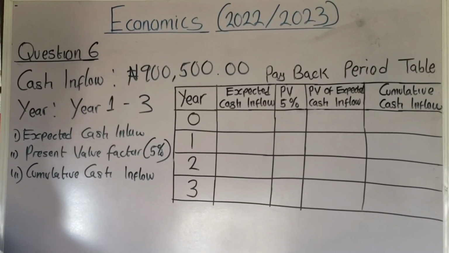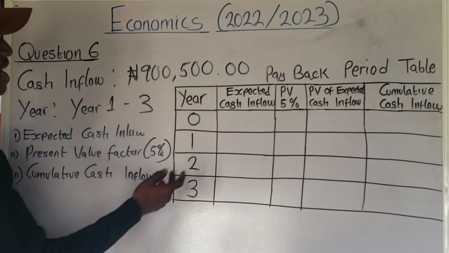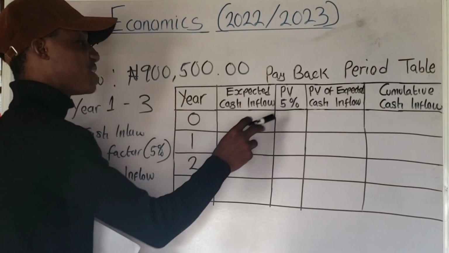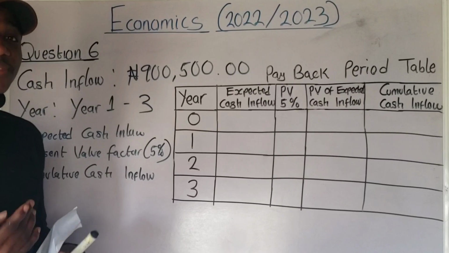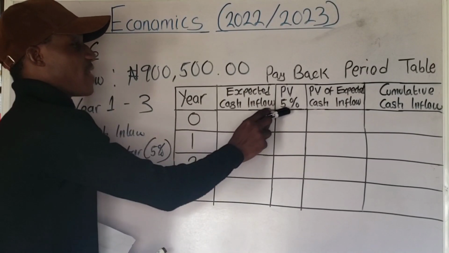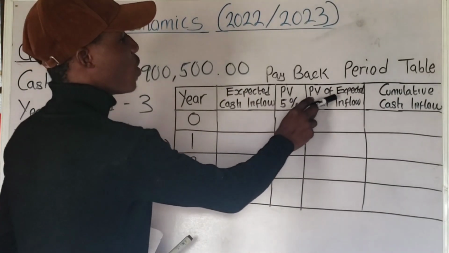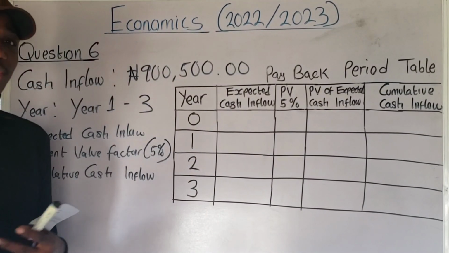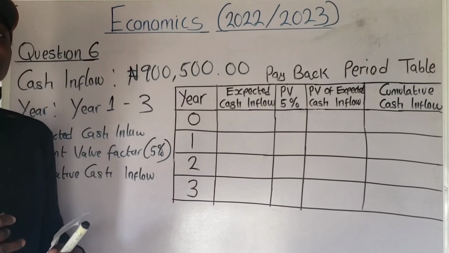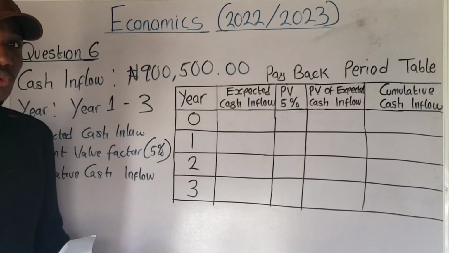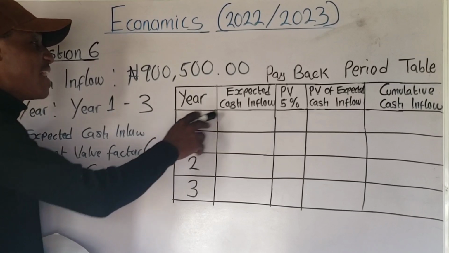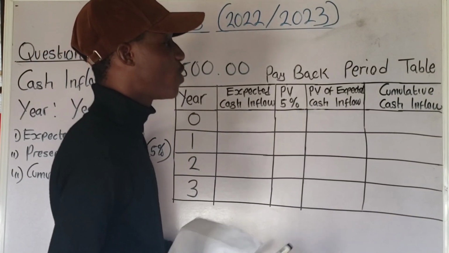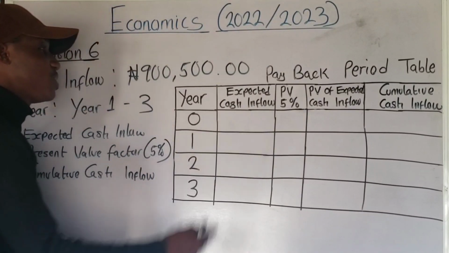On this table, I have the year, I have the expected cash inflow, I have the PV at 5%. PV means present value. I have the present value of the expected cash inflow, and I have the cumulative cash inflow. If you look at the question, these are all the things they asked me to show on my table. Now let us fill this table.